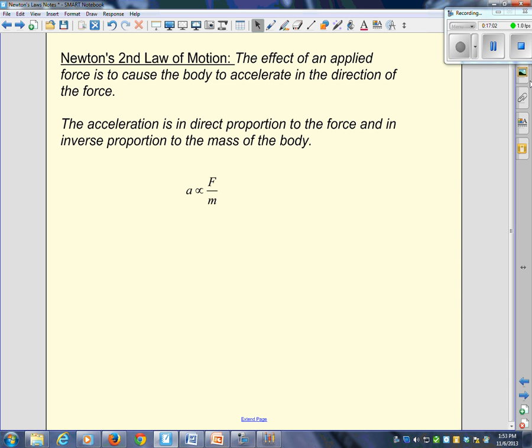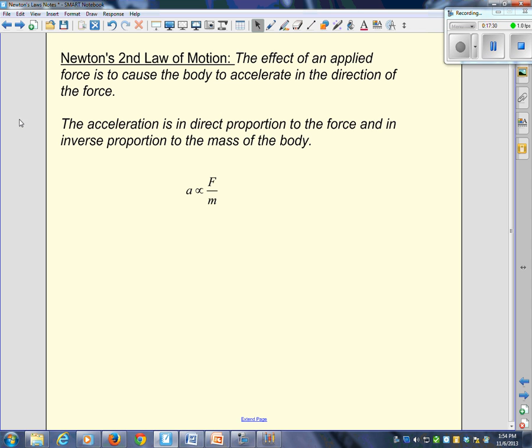Newton's second law of motion says, the effect of an applied force is to cause the body to accelerate in the direction of the force. That's kind of high-level language. In other words, if there's a force, then the acceleration is in the same direction. The acceleration is in direct proportion to the force and in inverse proportion to the mass of the body.